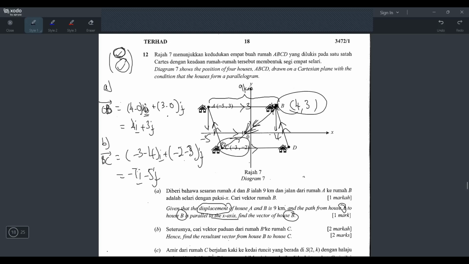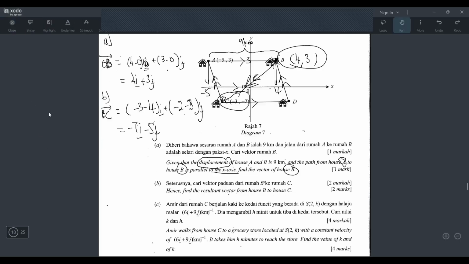It means from B to C, you have to go negative 7 horizontally, move to the left, negative 7. Negative 7 means move to the left 7 lah. And then negative 5 means move down 5, right? So that's the answer for B. Okay, finally we are at question C. Let's read the question. So question C says what?